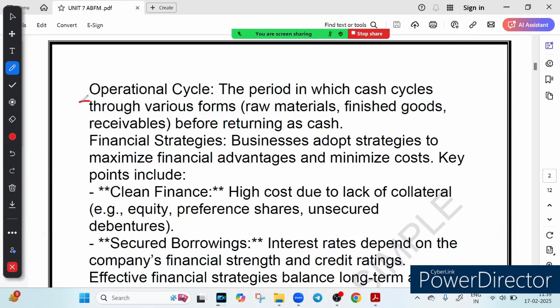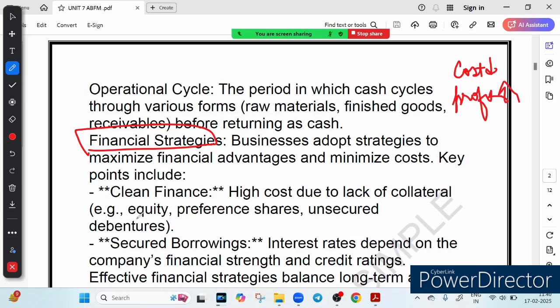So the faster this operating cycle moves, the better the business performs financially. Now there is something called smart financial strategies for success. So what is this financial strategy? Every business wants to reduce cost and increase profit, right? So the main motive is cost reduction and profit increment. Every business wants it, right? So how do they do it?